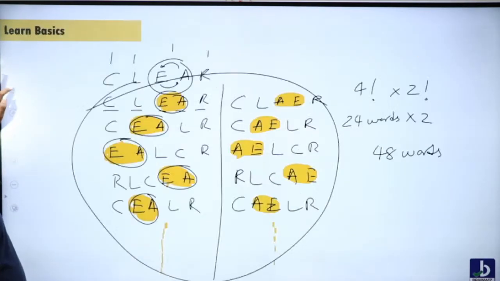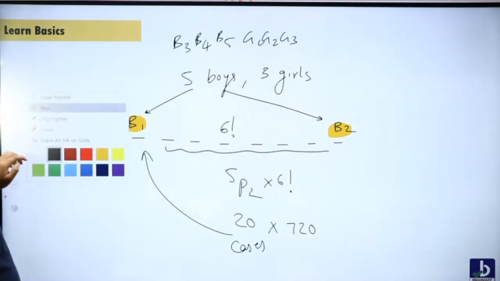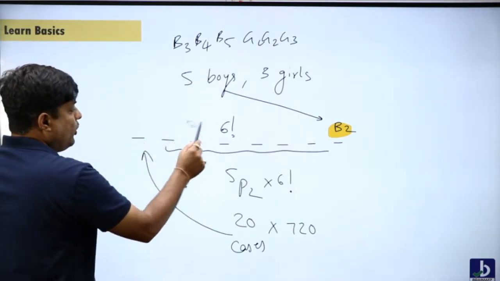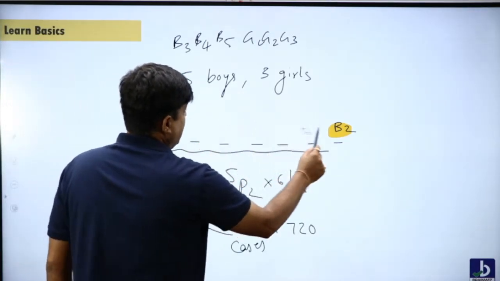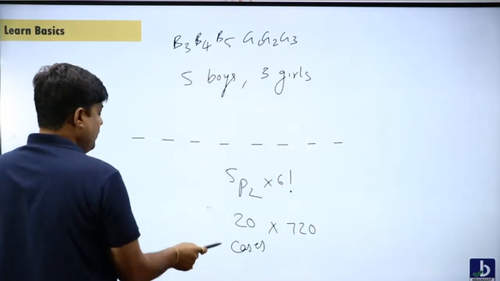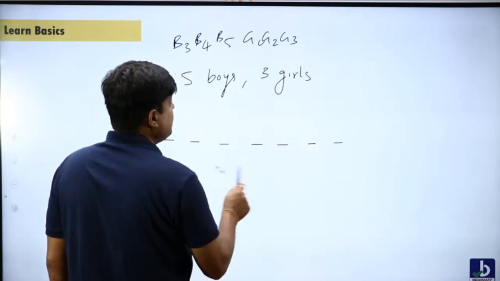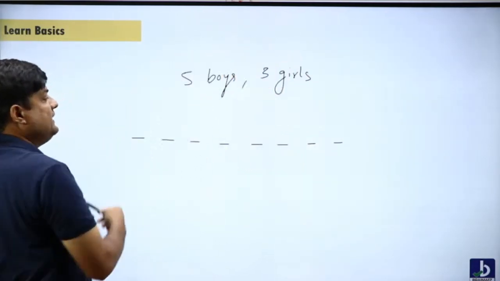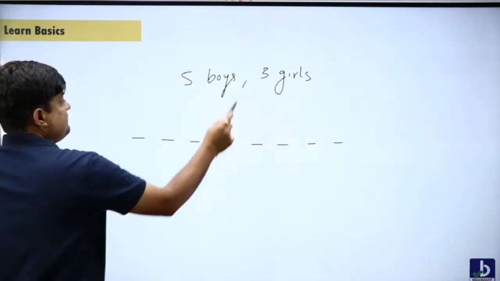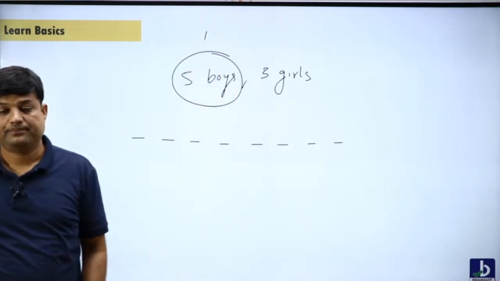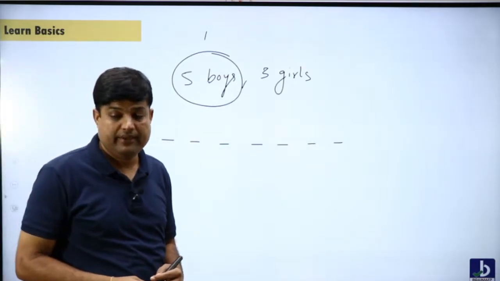But let me ask you another question. Boys are always sitting together in the row. Boys want to sit together. Please try to tell me the answer for this question. These boys will always sit together. 3 girls are there. Make it faster, everybody.